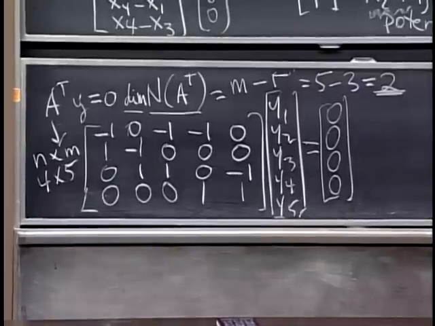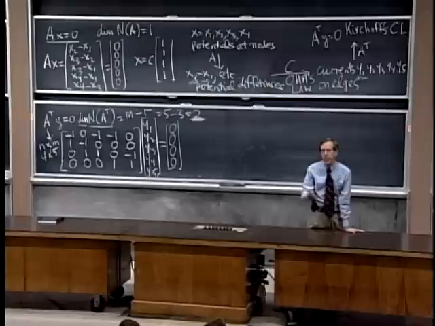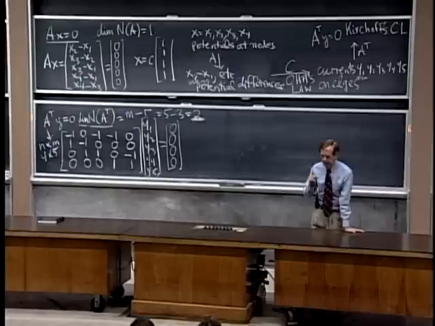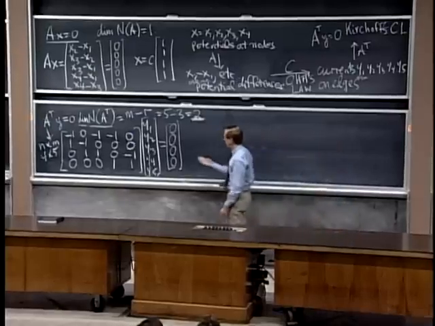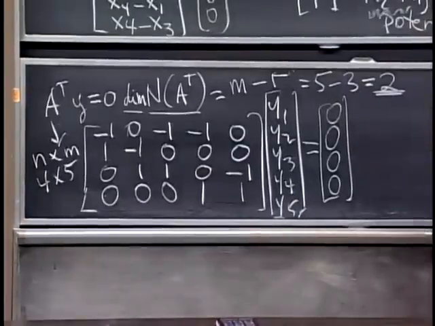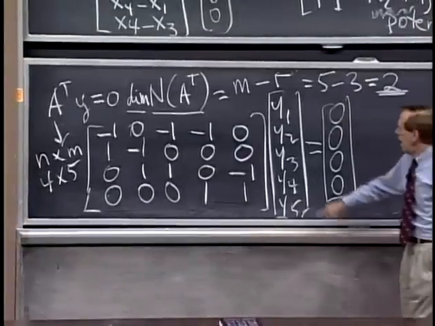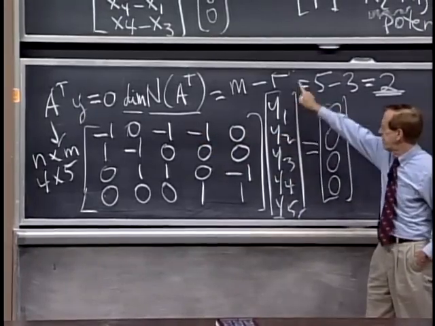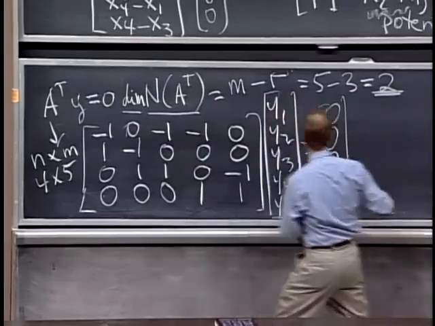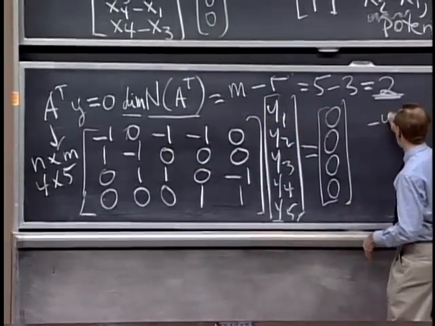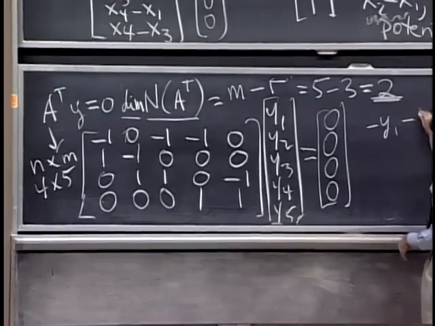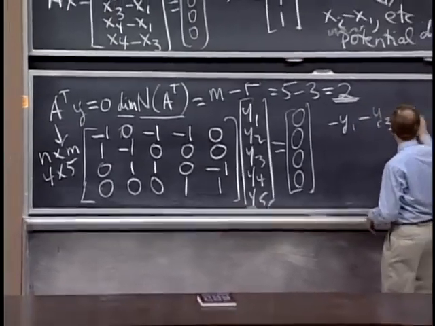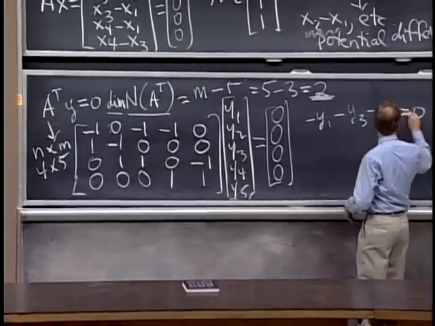Tell me, now, so what am I asking you? I'm asking you for 5 currents that satisfy Kirchhoff's current law. So we better understand what that law says. That law, A transpose y equals 0. What does that say? Say in the first row of A transpose, the first row of A transpose says minus y1 minus y3 minus y4 is 0.